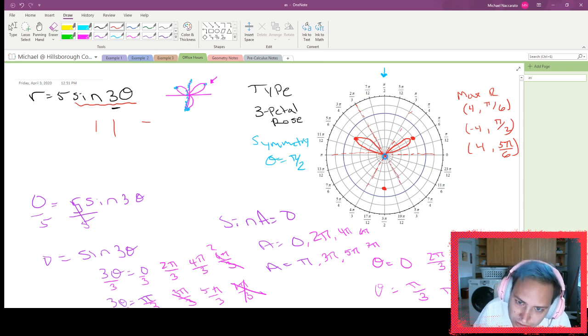So as it gets here, it goes to 0. So it's going to, again, come in close and get close to that line before it hits 0. And come in and get close to that line before it hits 0. And that would be your 3-petal rose.